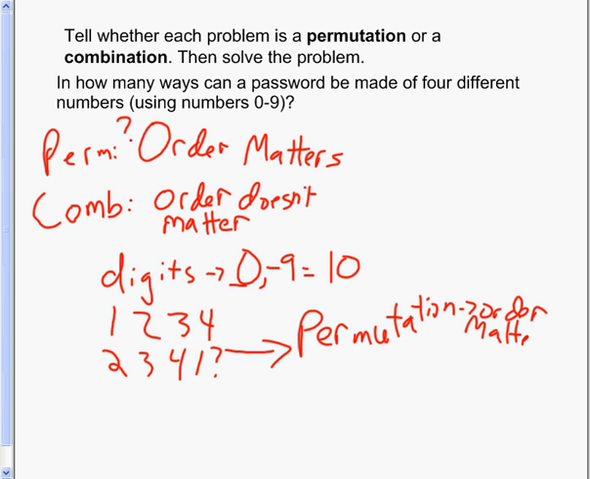So, now we know it's a permutation. We're going to have 4 digits, and none can be repeating. So I added that note of no repeating.